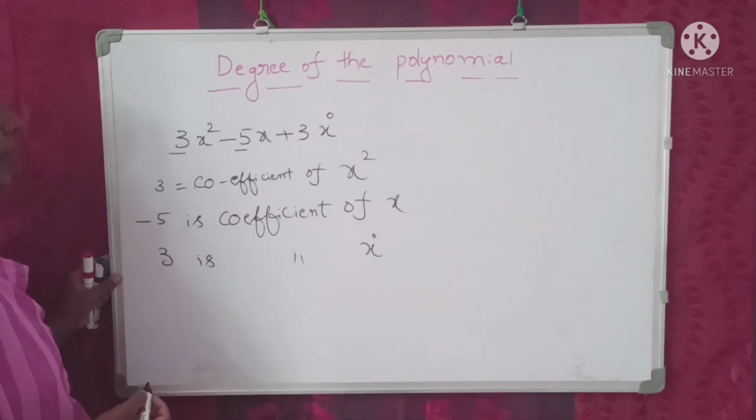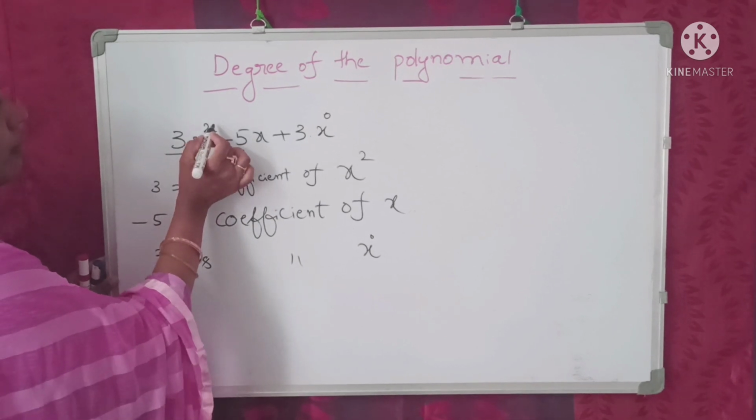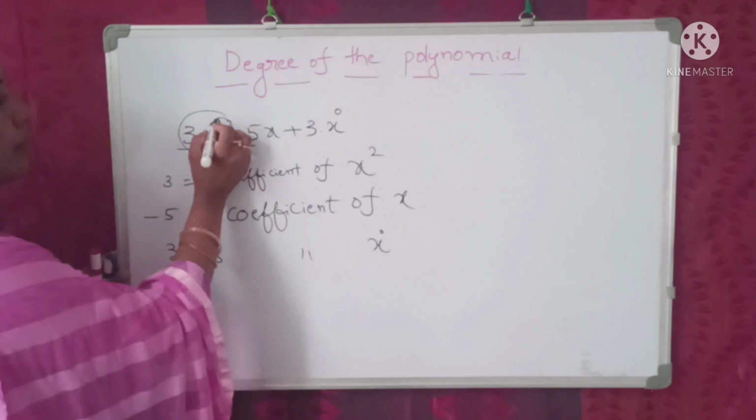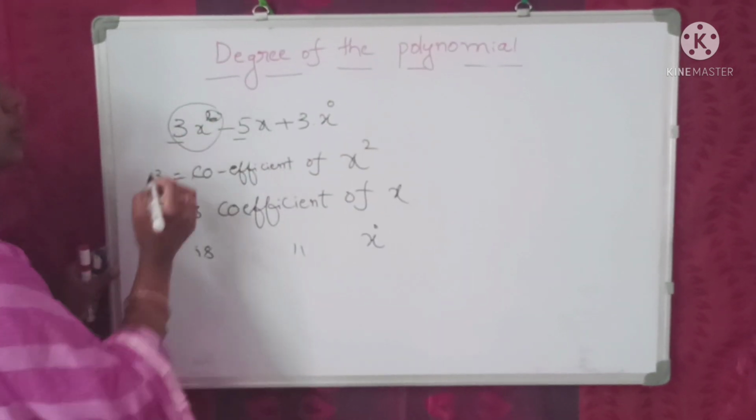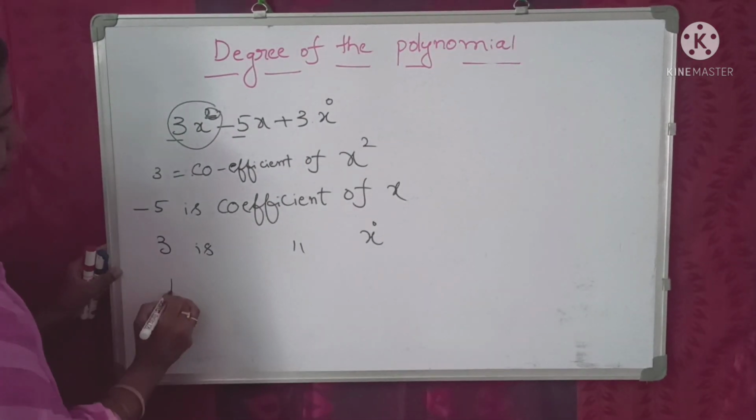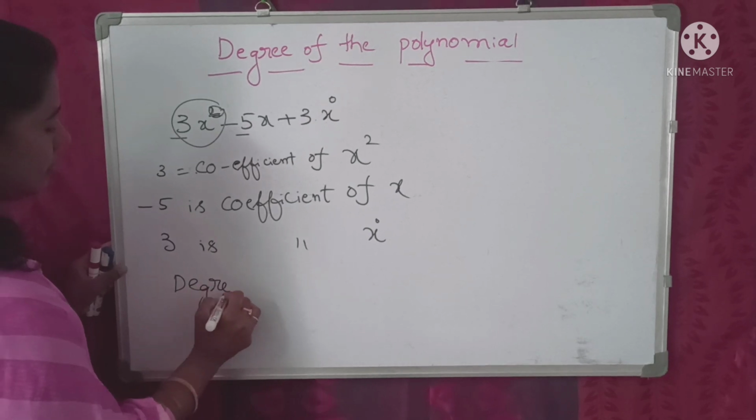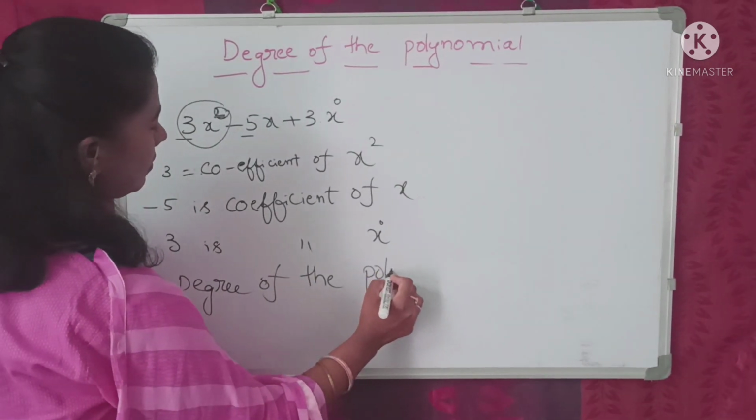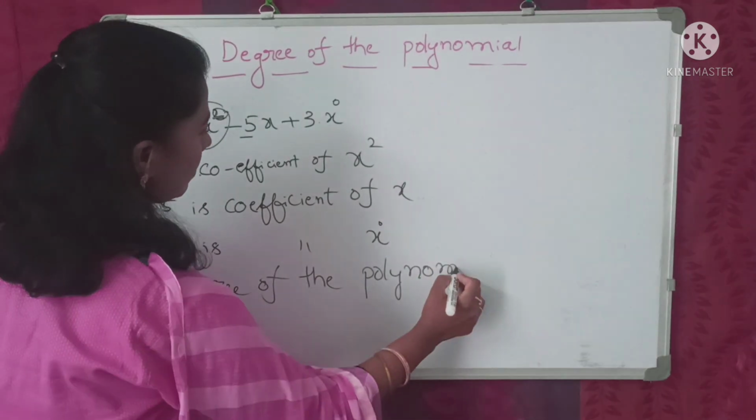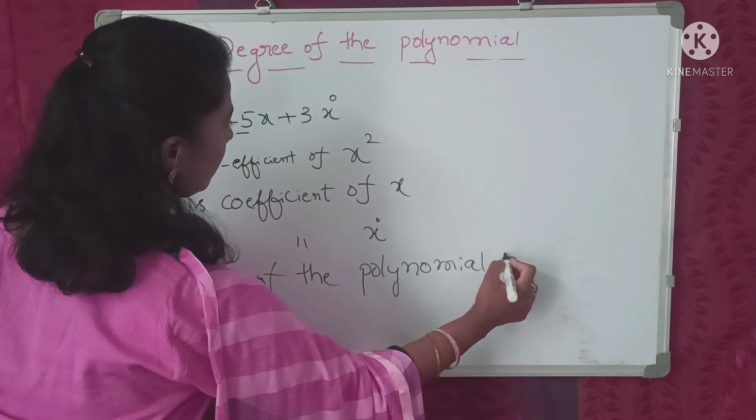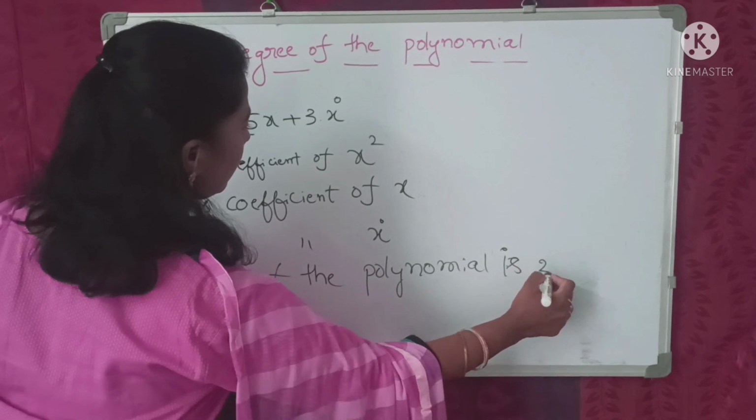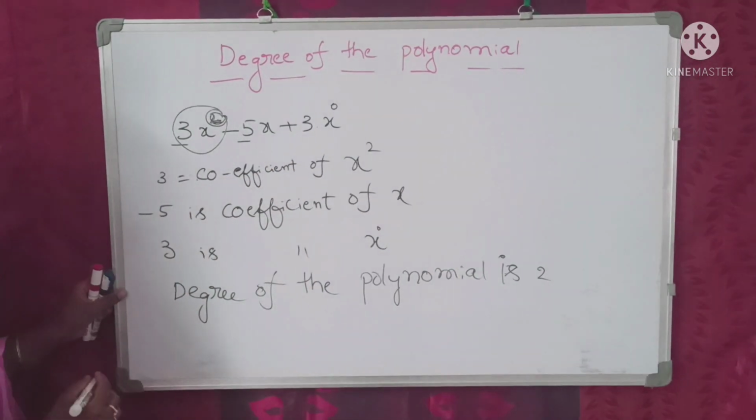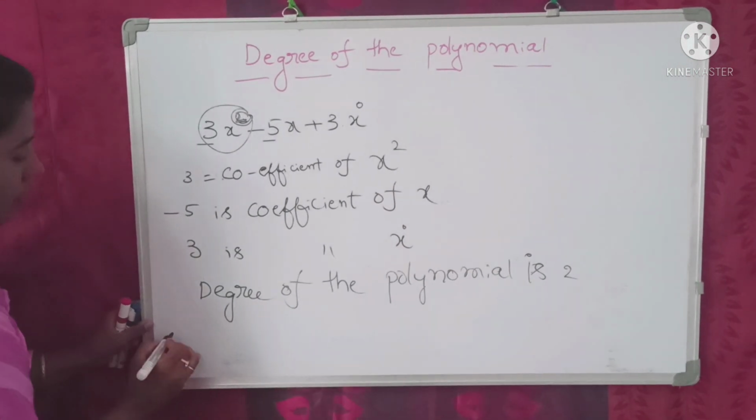In this polynomial, the highest power of the variable is 2. So the degree of the polynomial is 2. So you can choose the highest power of the given variable. Next, we can choose one more problem.